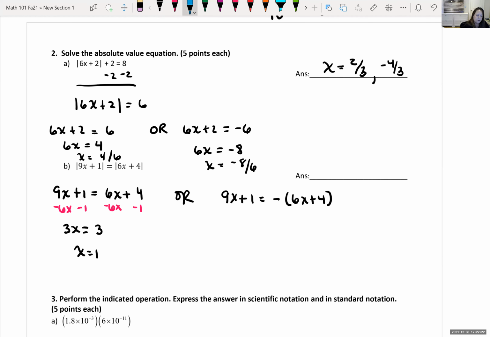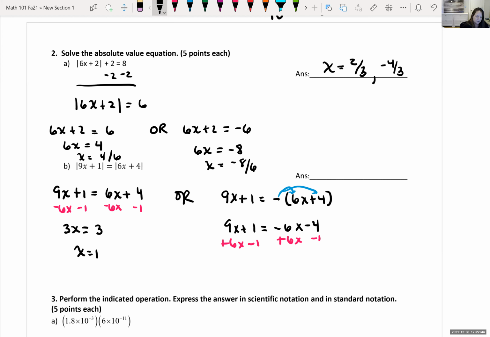For the second equation, we want to distribute that negative sign. And so we get 9x plus 1 is equal to negative 6x minus 4. So getting x to one side, let's add 6x. And constants on the other, let's subtract 1 on both sides.